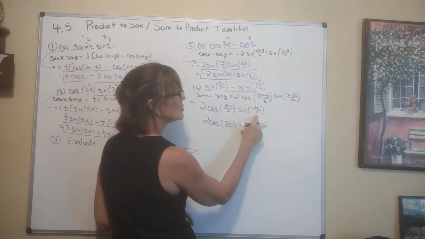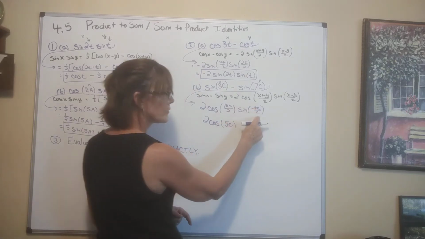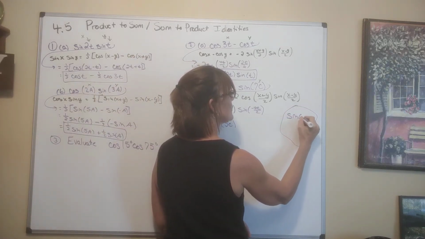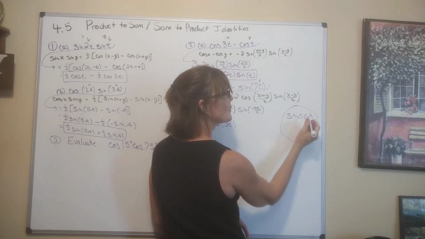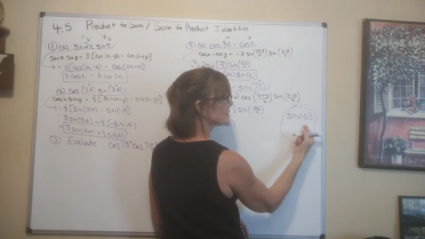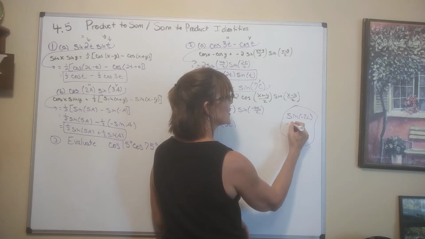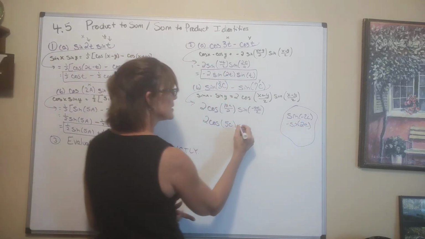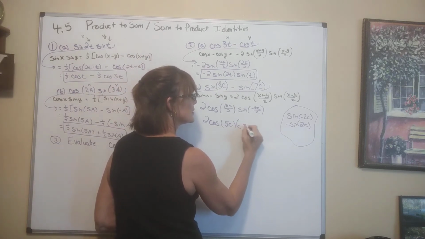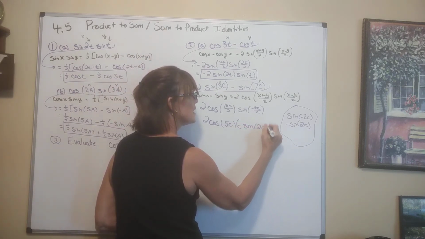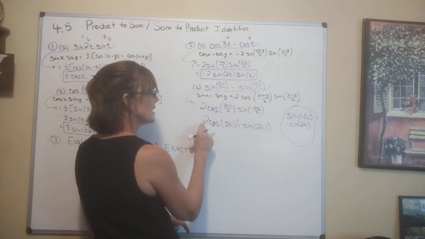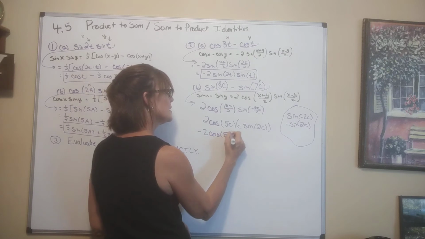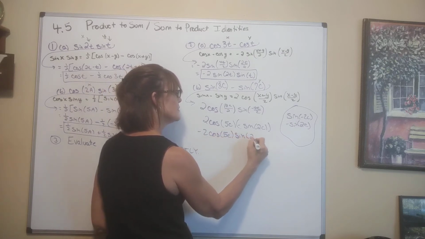Right here, 2 goes into -4, -2. So really, this is the sine of -2c. But I'm going to use that same negative identity, since sine is an odd function. This is really negative sine of 2c. I'm going to say this is times negative sine of 2c. And then lastly, negative times 2 is -2 cosine of 5c sine of 2c.